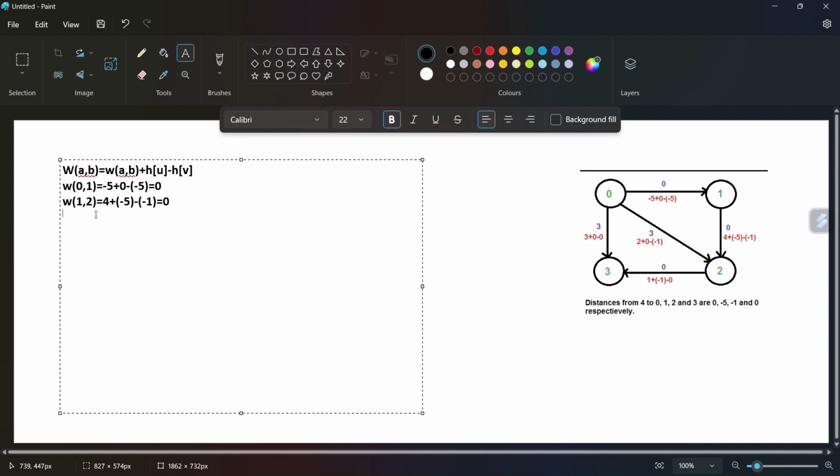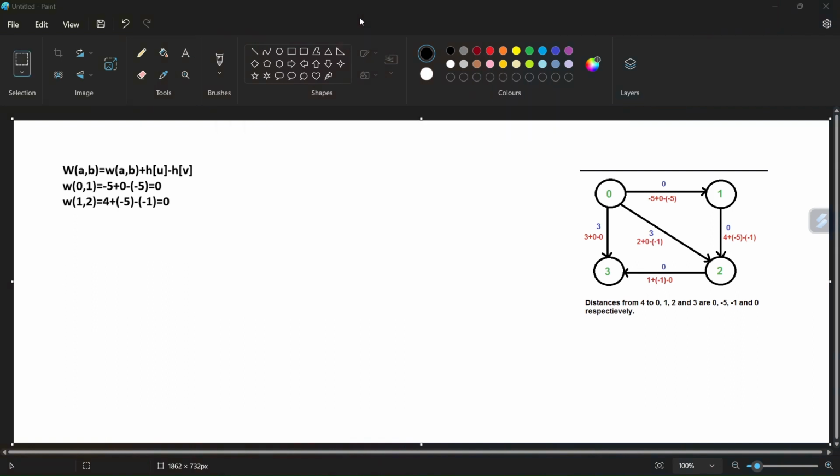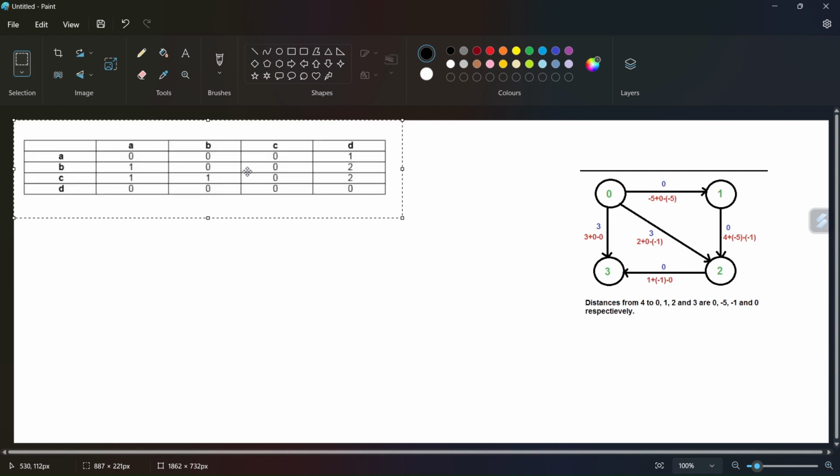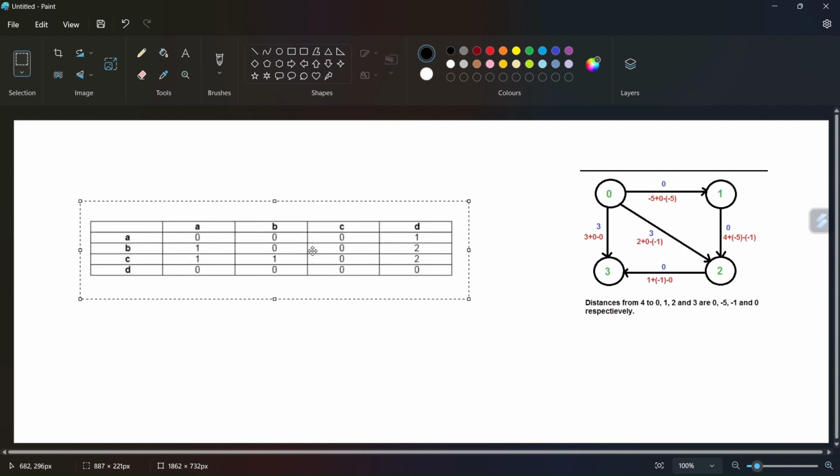In a similar way, we will reweight all the edges so that all the negative edges present in the graph turn to non-negative. Once all the edges are calculated, we will perform Dijkstra's algorithm on each and every node to calculate the shortest path from each node to another node. In this way, this will be the resultant matrix from each node to other nodes, finding all pair shortest paths.